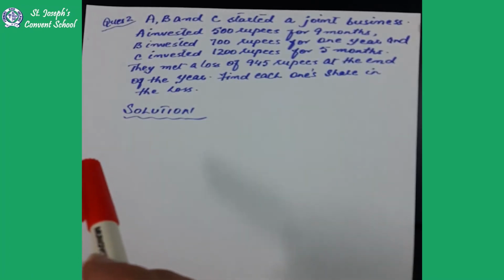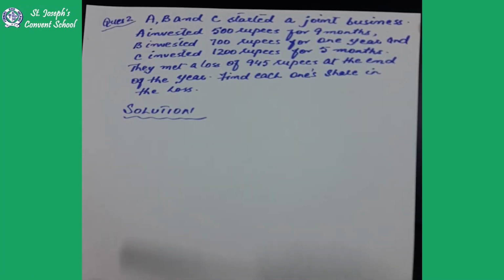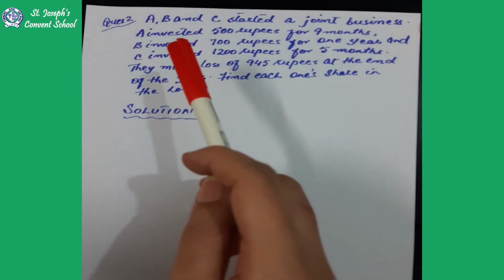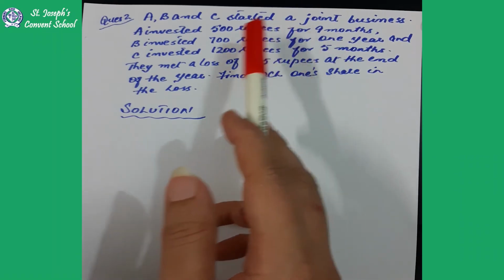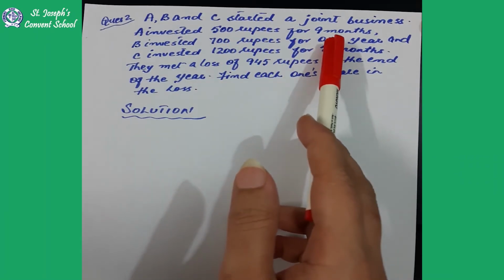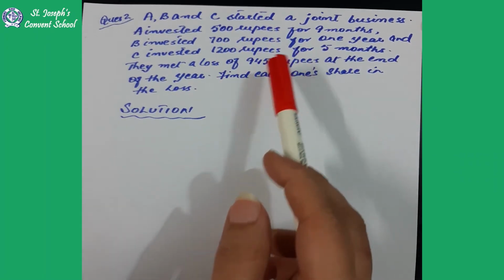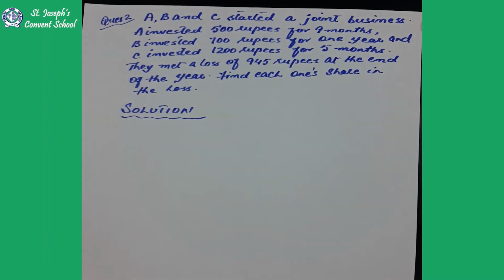Now share in loss we are going to find. Same way we'll do. First we'll write this 500 rupees for 9 months, then we'll find it for 1 month. Same for B, find it for 1 month, and for C, find it for 1 month. Then find the ratio of it. Then you can add the ratios, and in the end we'll find each one's share in loss.